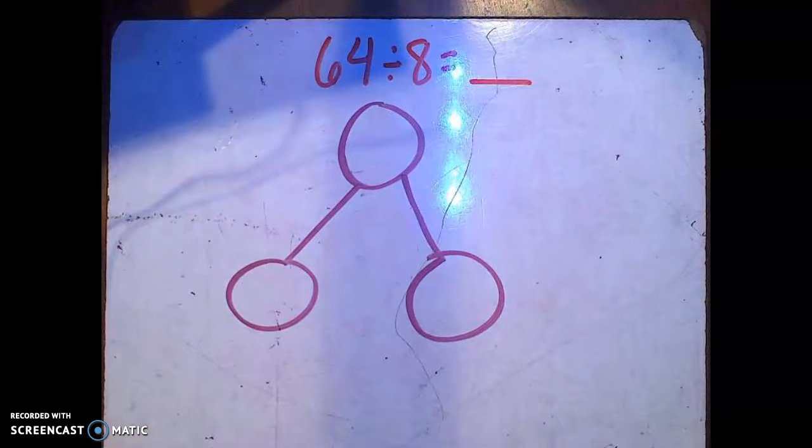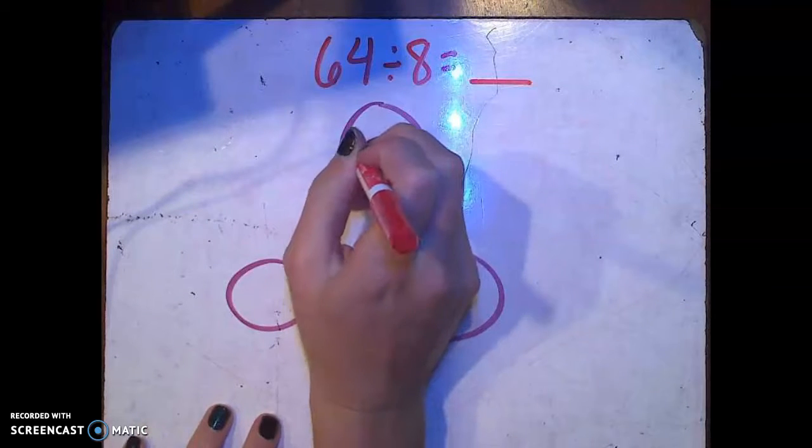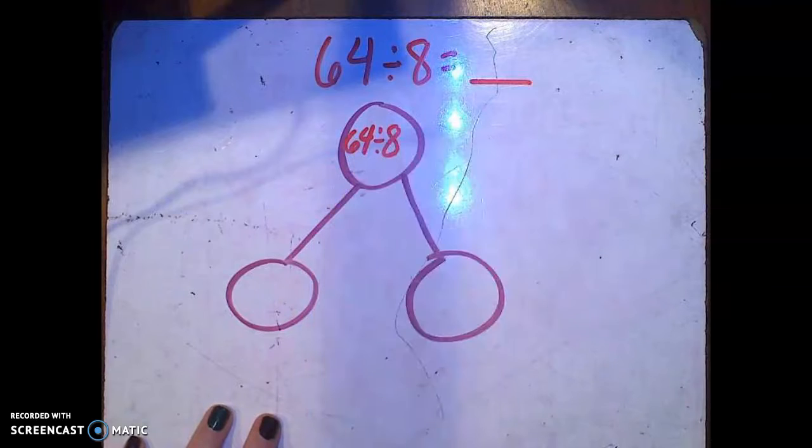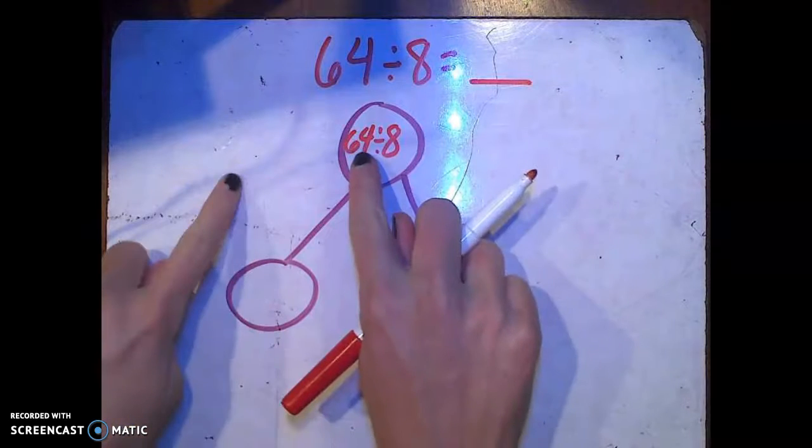Now, where do you suppose 64 divided by 8 is going to go? If you said the top, you're right. 64 divided by 8 goes at the top. Now, I'm trying to make this a lot easier to solve, so I'm trying to break apart my 64.